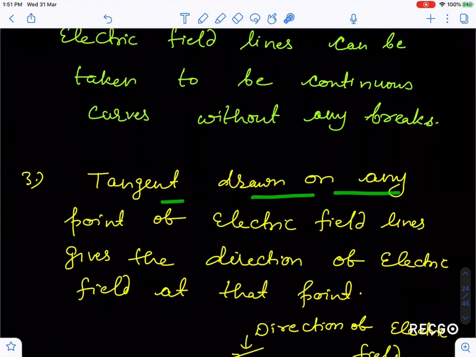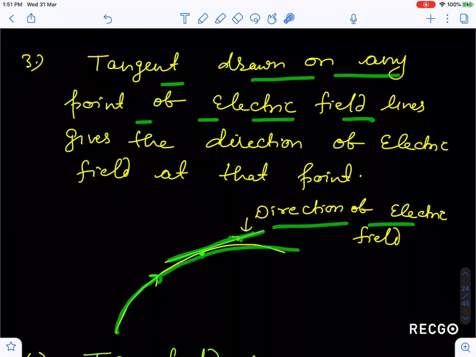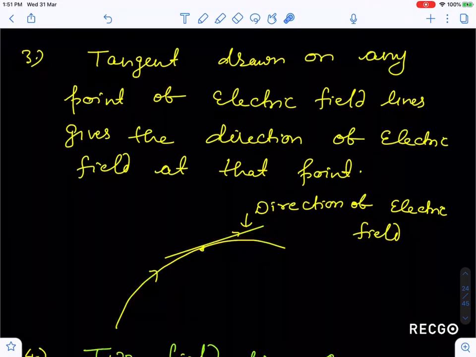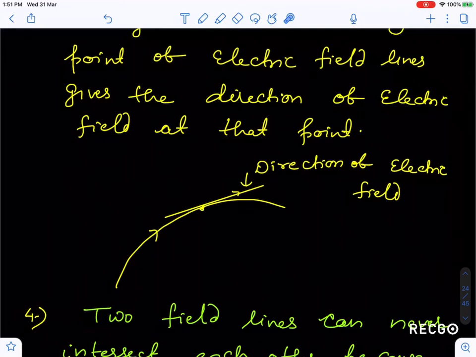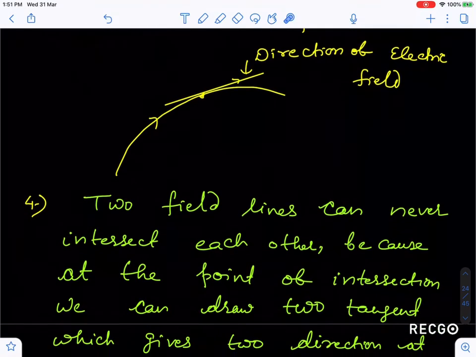Tangent drawn on any point of electric field lines, guys. Suppose this is an electric field line, and if I draw a tangent here, this tangent gives the direction of electric field at that point. If you draw a tangent at any point, that will give you the direction of electric field at that point. So electric field direction can be obtained by drawing a tangent on electric field lines.